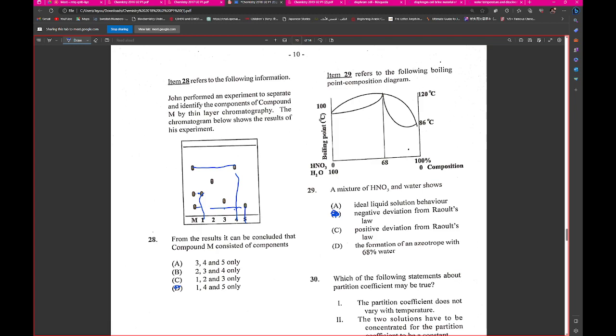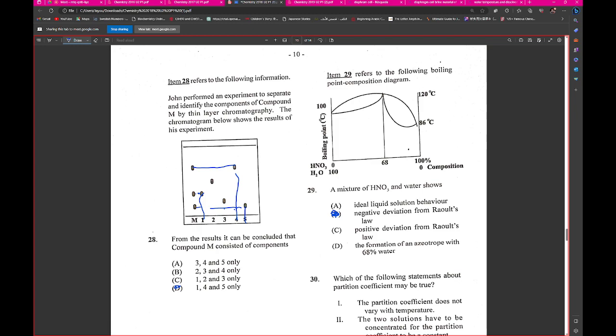A negative deviation in Raoult's law should allow the substances to have a lower vapor pressure with a higher boiling point. I think that's how it works. And positive is the flip of that, right? Take a look at your textbooks or your study guides. Wait, repeat that one more time, please.